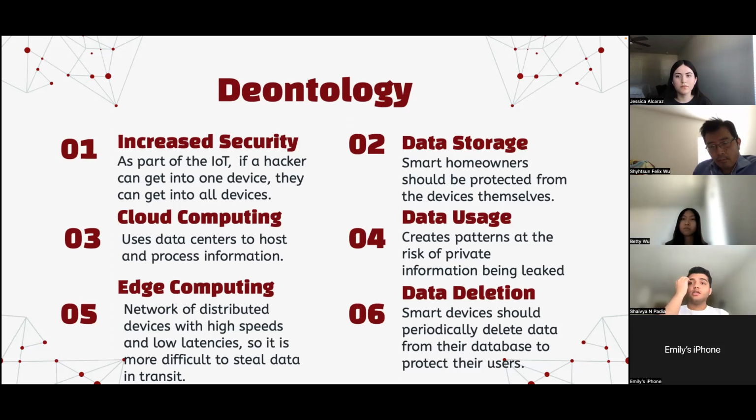Edge computing, on the other hand, is a network of distributed devices with high speeds and low latencies, as you mentioned earlier. And because of this, the problem of hackers hacking in during transit can be solved. Also, the last thing that we suggest is data deletion. If a device deletes the data periodically from all the databases and does not leave any traces, then people hacking into long sets of data can be reduced. Even if a hacker hacks into the data, it would be for shorter periods, and from that, there would be less breach of security, less breach of privacy.